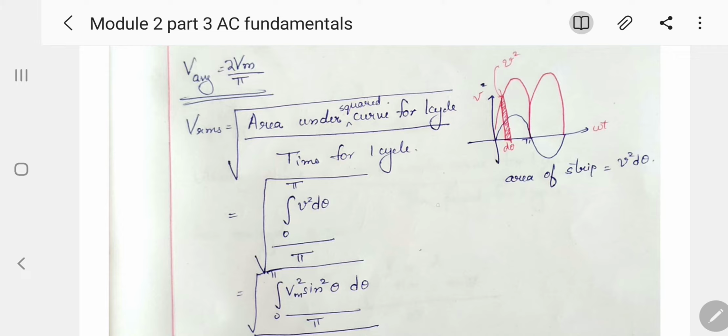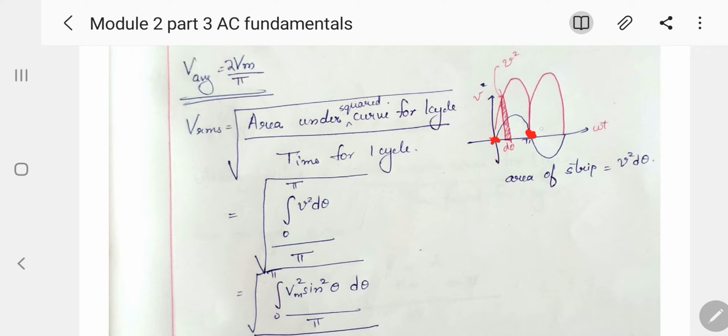Now we are going to find the average value, RMS value. So RMS is equal to root of area under the squared curve for one cycle divided by time period for one cycle. Here where is the cycle? From 0 till pi is the cycle here. So we are going to find the area under this curve divided by the time period, which means pi.